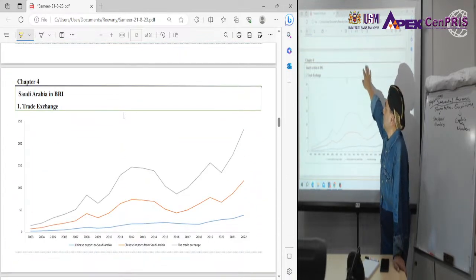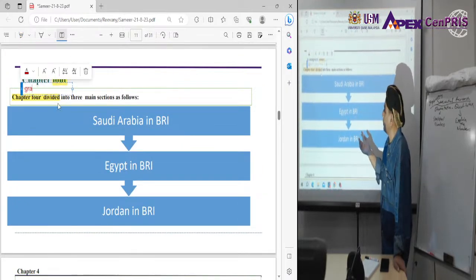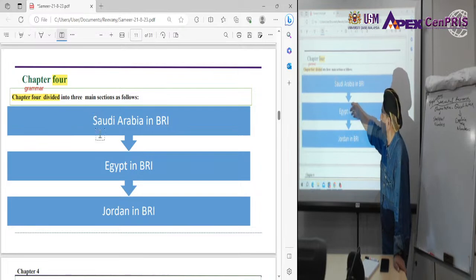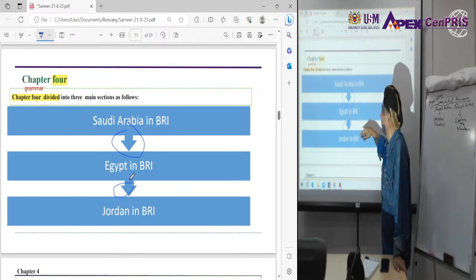The other thing is before that. I'm not sure why you have the arrow, but then I suppose you say I will explain Saudi Arabia first, then Egypt, and then Jordan. You can say that. Otherwise, why do you have arrows there? But it's no big deal. Small matter. I'll go to the next slide.